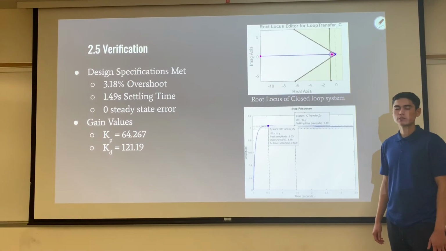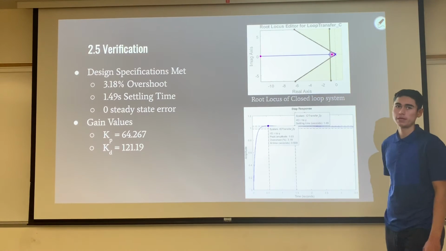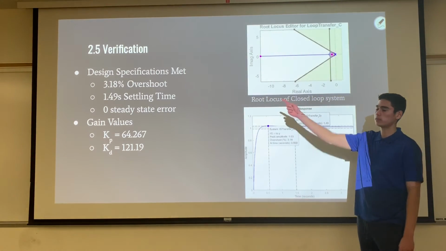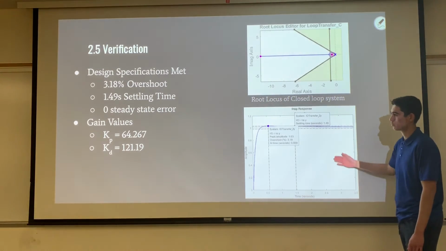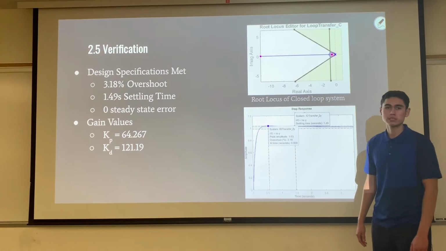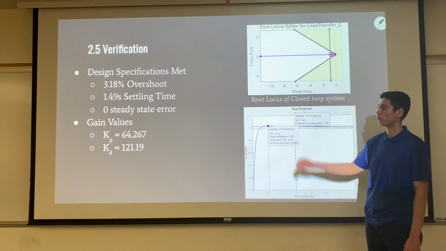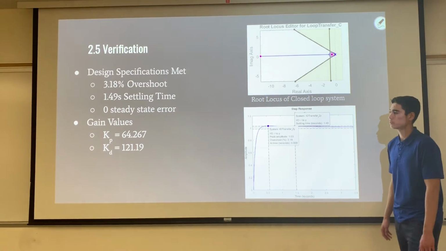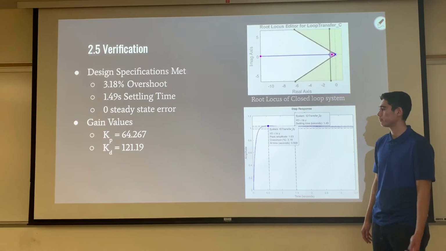After verifying our system, we found that we were successful as all specifications were met. Our original overshoot was supposed to be less than 5%, which can be seen as met since our overshoot was calculated to be 3.18 based off of the step response graph, as well as our settling time was supposed to be less than 4.6 seconds, and we met that as it was 1.49 seconds, which can be seen here as well from this step response. Our steady state error was proved to be 0 using the final value theorem.